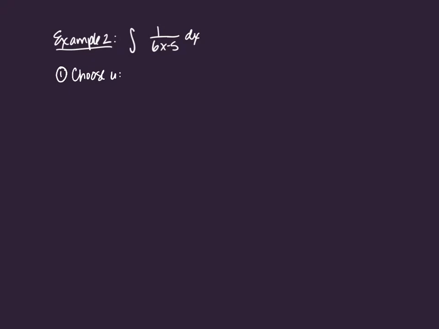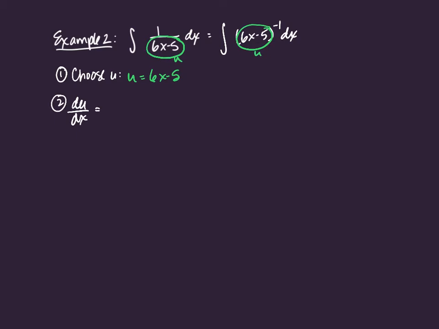Step 1, choose u. We said it's going to be the inside, or now that we're dealing with, we don't have really an inside. Or if you prefer, this is the integral of 6x minus 5 all to the negative first power. That's another way to look at it. Either way, this is still our inside. This is what we're going to choose for our u, is 6x minus 5. Step 2, compute du dx. Well, du dx is 6 minus 0, or just 6, the derivative of u with respect to x. And solve for dx.